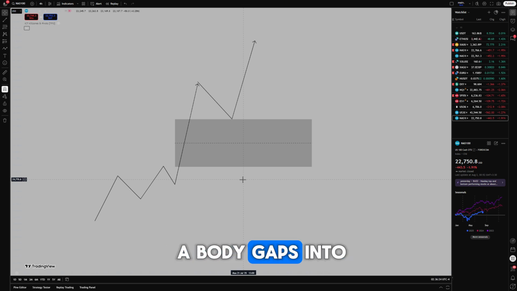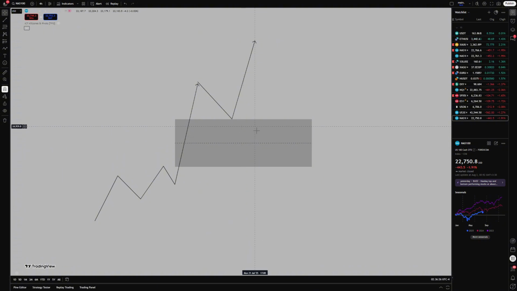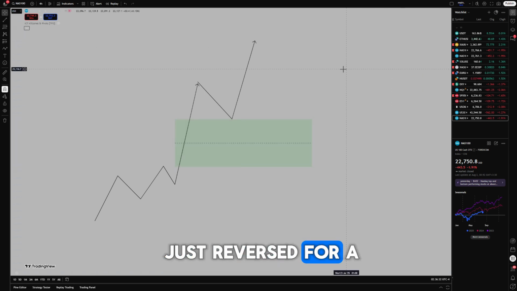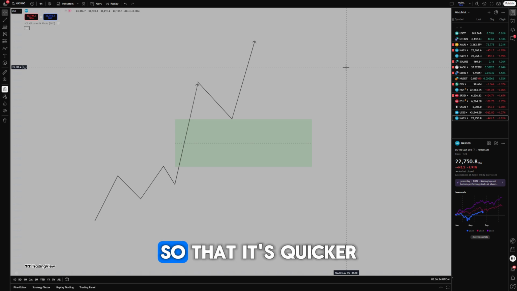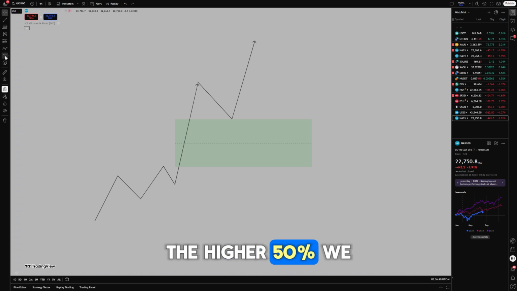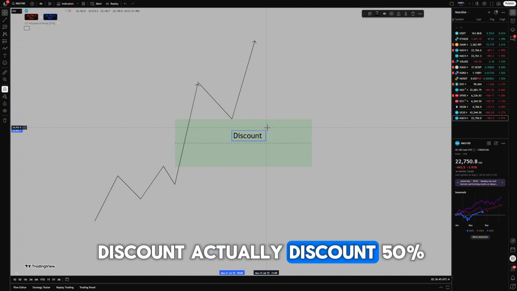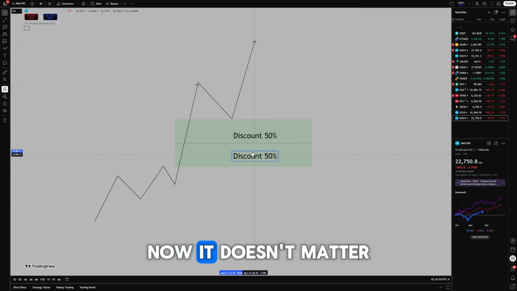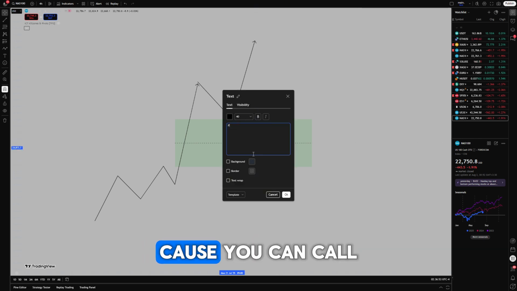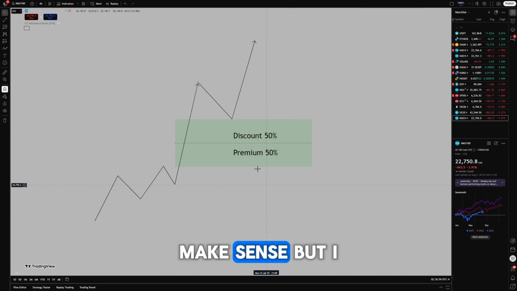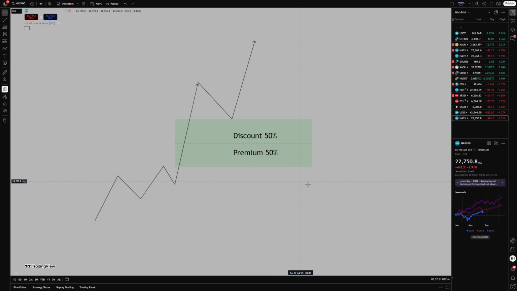You can split fair value gaps into two sides. In a bullish scenario, and this is just reversed for a bearish scenario, but I'll go over the bullish scenario so that it's quicker to explain, and most of you guys like buying anyway. The higher 50%, we have the premium, I would say the discount actually. Discount 50%. Now it doesn't matter what you name these, because you can call both of them premium and it would still make sense. But I would rather call this premium.